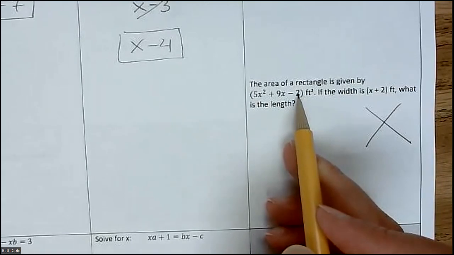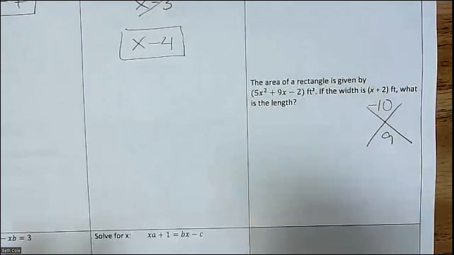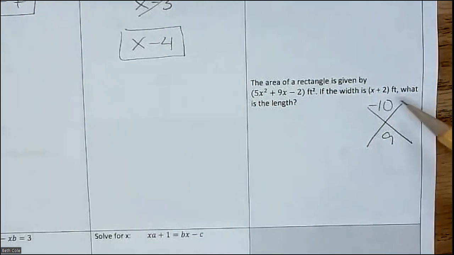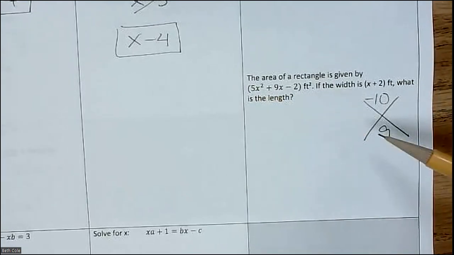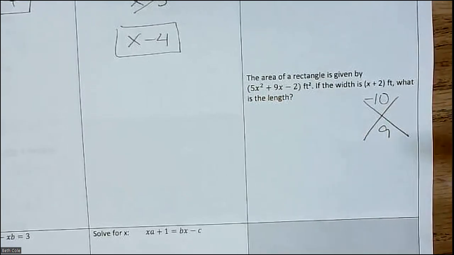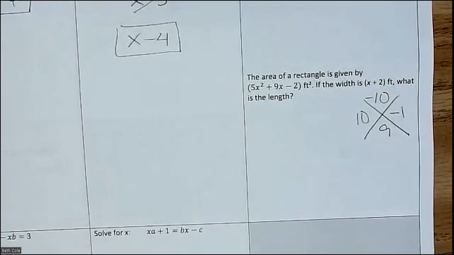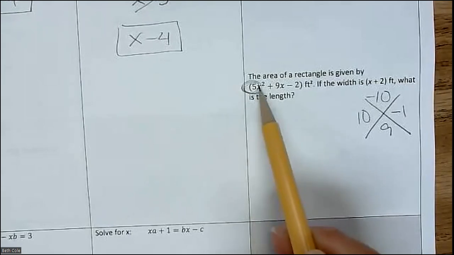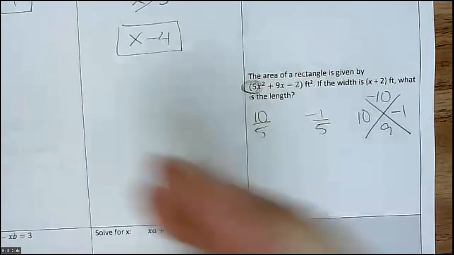-2 is not what goes on the top though. -10, good. And then 9 goes on the bottom. But look, there's a 5 up front, so it's going to be kind of messed up, but numbers that multiply to be 10, add or subtract to be 9. Yep, 10 and 1, and 10 minus 1 is 9. And you're going to put both of those over 5. Good. So 10 over 5, -1 over 5.